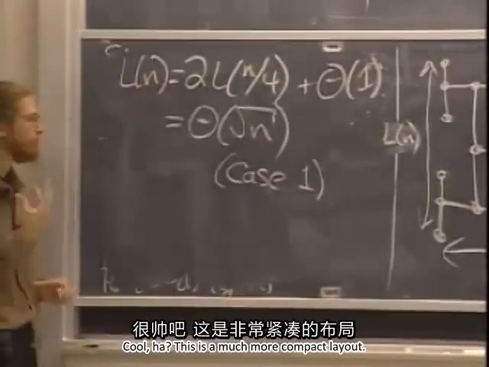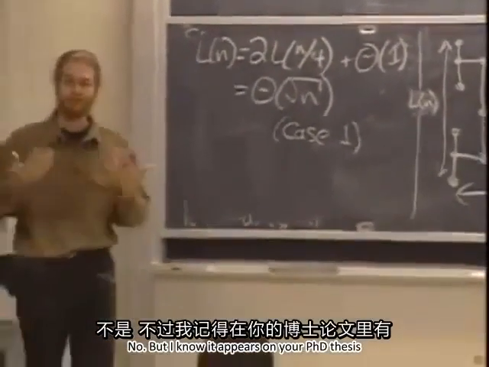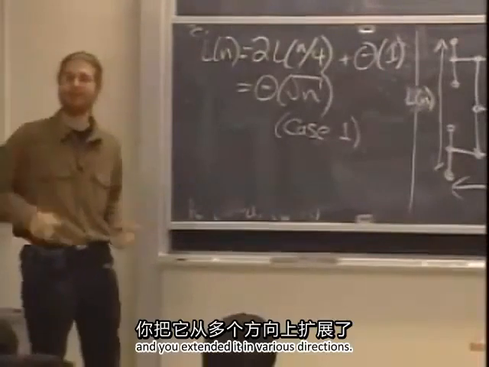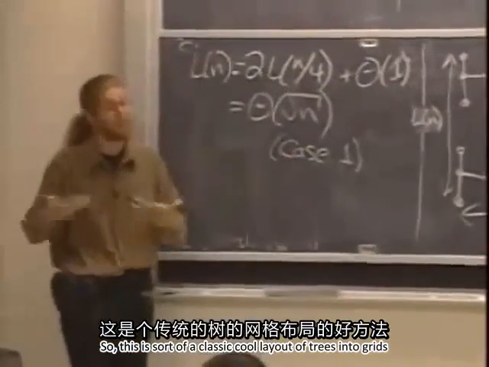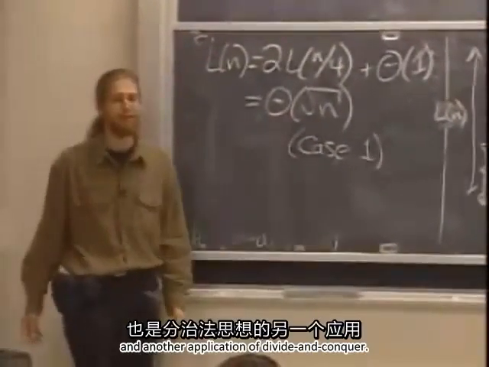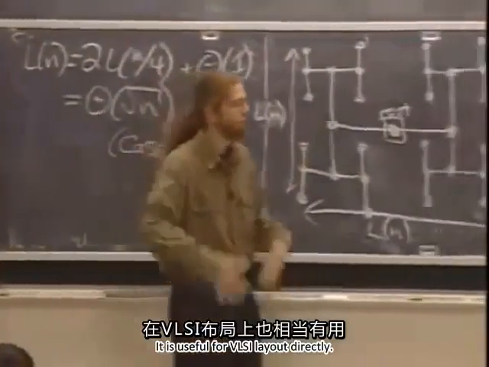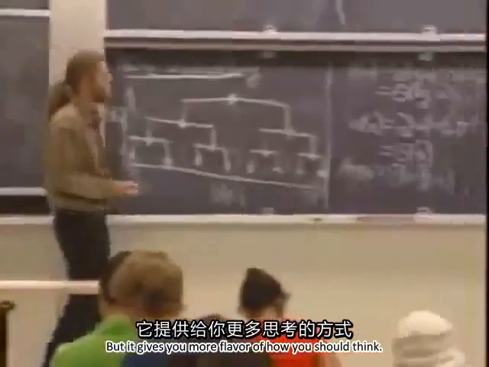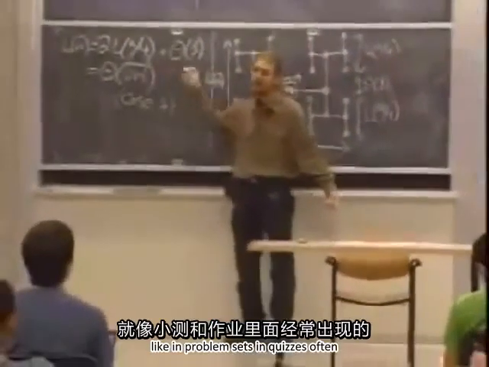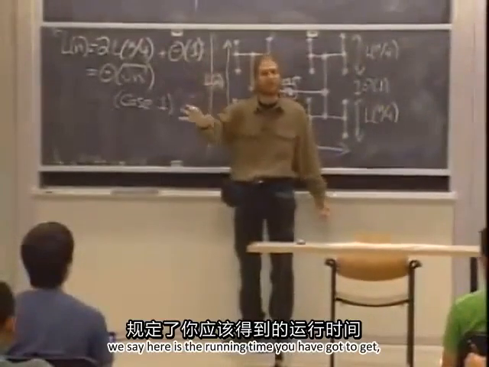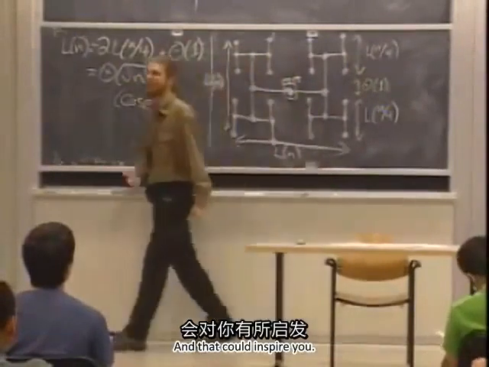Cool, huh? This is a much more compact layout. Charles, did you invent this layout? Or no, but I know it appears in your PhD thesis, and you extended it in various directions. So this is sort of a classic, cool layout of trees into grids, and another application of divide and conquer. I mean, this is not particularly useful for algorithms directly. It's useful for VLSI layout directly, but it gives you more flavor of how you should think about it if you know what running time you're aiming for. Like in problem sets and quizzes, often we say, here's the running time you've got to get. Think about the recurrence that will get you there, and that could inspire you.